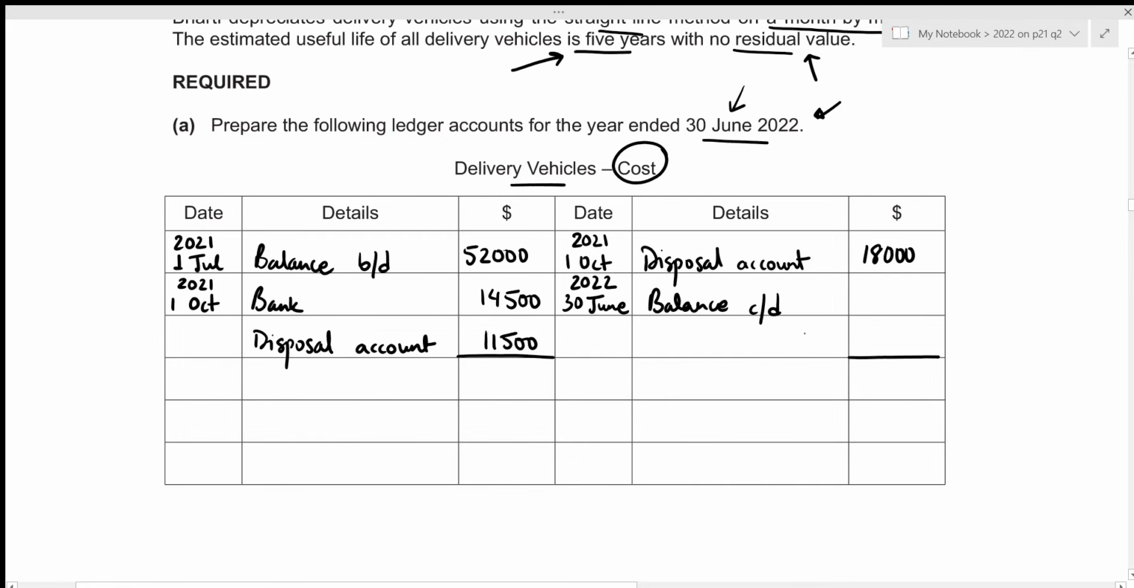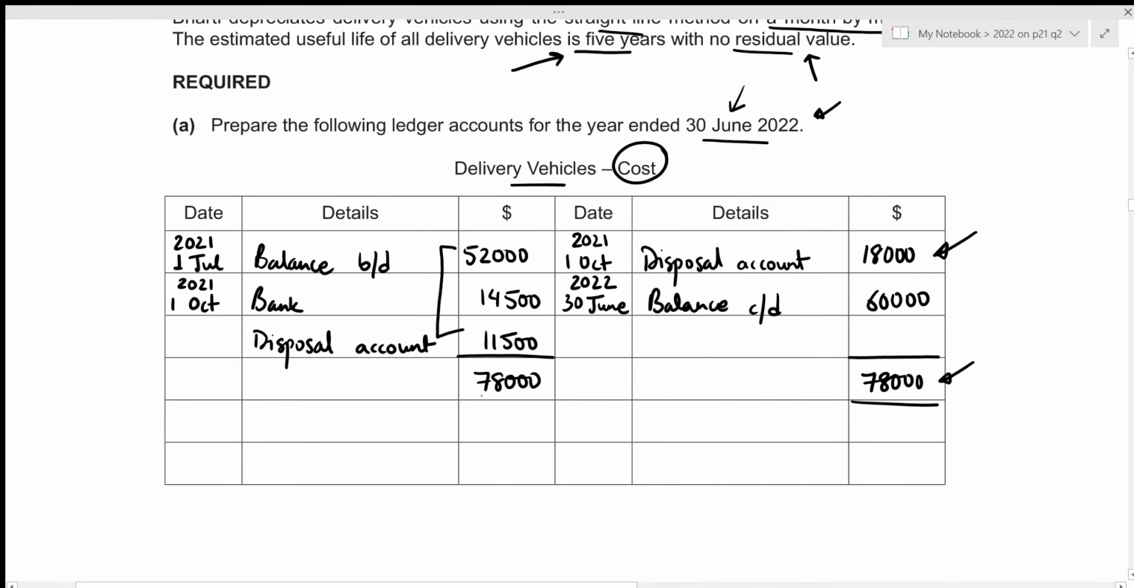Now this closing balance acts as a balancing figure, and in order to figure out the balancing figure, we first require our total. So we can just figure out the total by adding these three amounts from the debit side. That's going to be 52,000 plus 14,500 plus 11,500, which results in 78,000. And the total is going to remain the same for the credit side as well. Now in order to figure out the balancing figure, we just need to subtract this amount from the total. In this case, that's 78,000 minus 18,000, which results in our closing balance to have the value of 60,000.